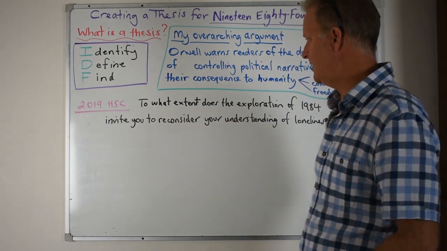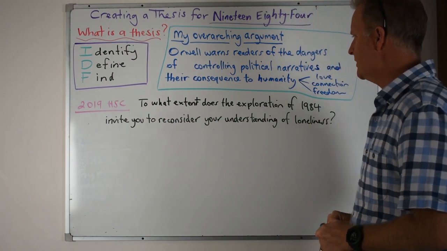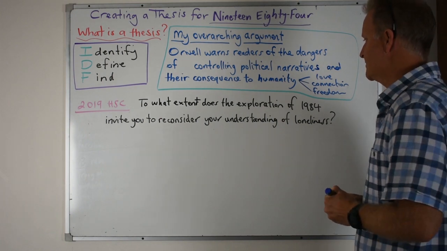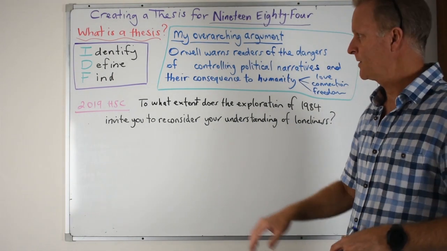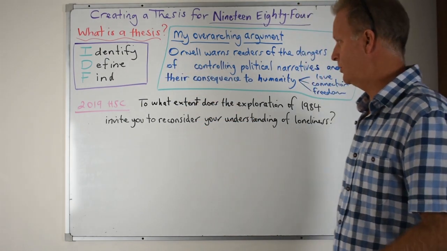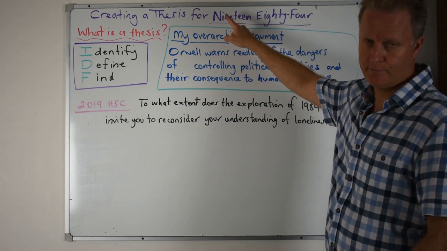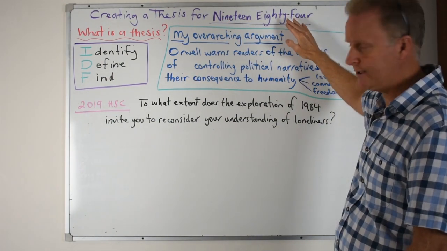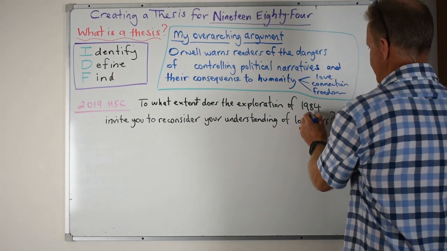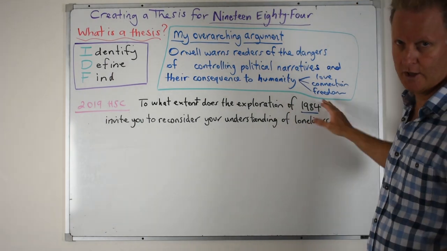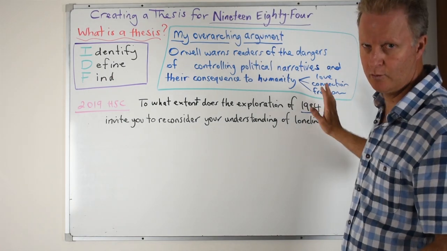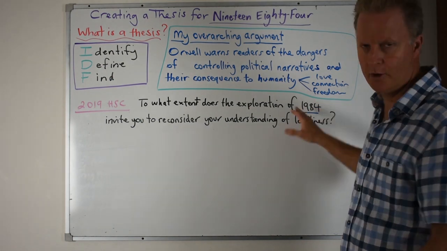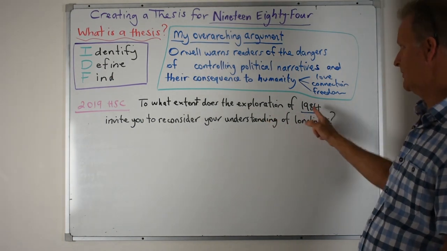Okay, so we've got a question here, the 2019 HSC. To what extent does the exploration of 1984 invite you to reconsider your understanding of loneliness? So the first thing we're going to do is identify the keywords. You'll also notice when you're writing your essay, you have to write 1984 like that in the first instance and underline it, and then after that, still underline it, but you can abbreviate it. Just go with what your teacher tells you to do in that sense. But I'm not writing an essay, so I'm just going to use 1984 like this all the time.